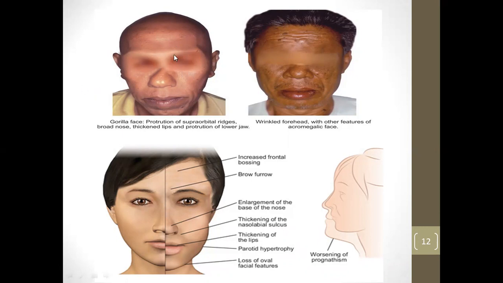सुप्रा ऑर्बिटल प्रोट्रूजन हो गई है। We can also see here there is the broadening of nose, thickening of lips, and the protrusion of the lower jaw. The wrinkling of the forehead is also present. Okay. There is also the difference between the normal and the acromegaly. Increased parietal bulging, growth, enlargement of the base of the nose, thickening of the nasal labia, thickening of the lip, protrusion, and hypertrophy, and worsening of the prognathism. That means that the lower jaw will move forward, okay, in the prognathism.